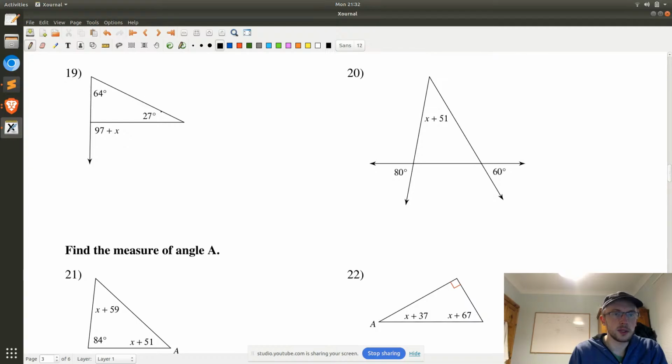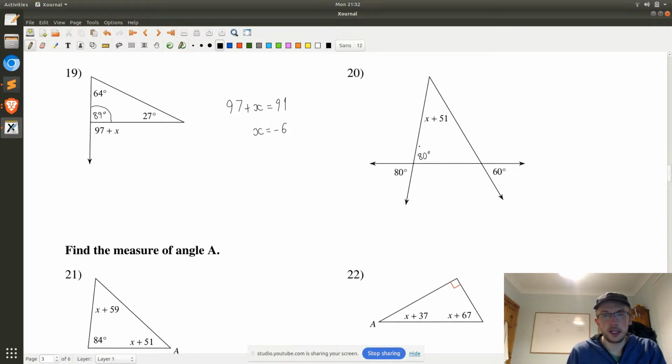64 add 27 is 91. Take that from 180 and that's 89. Take that from 180 again and you get back to 91. And so 97 add x equals 91. So x must be -6.